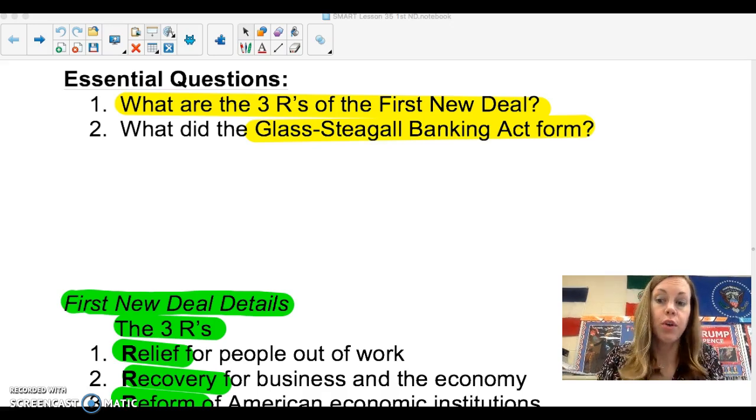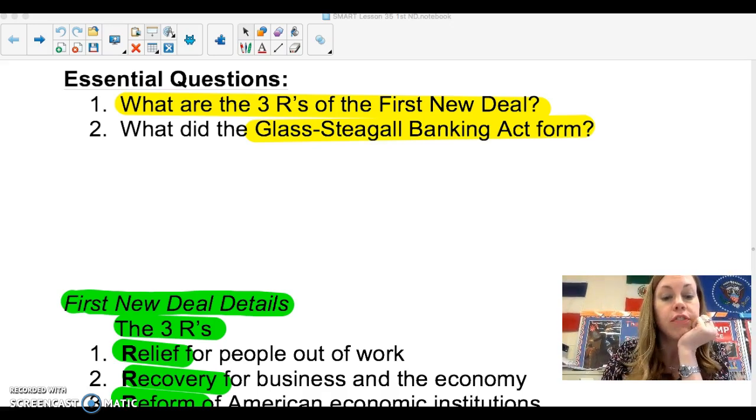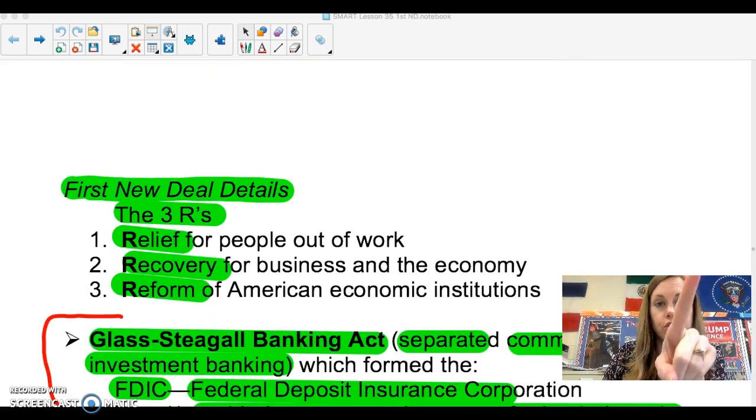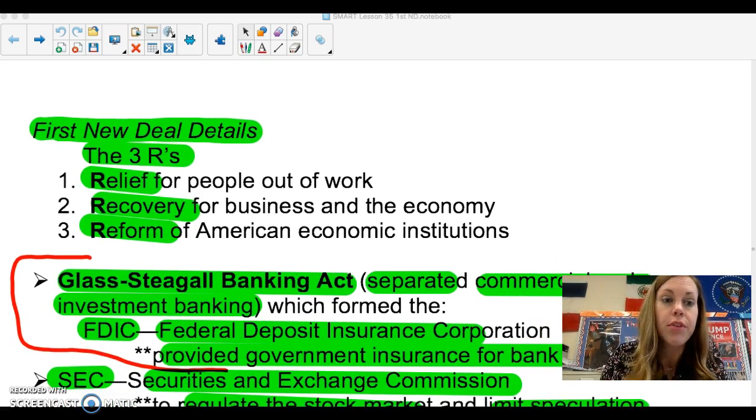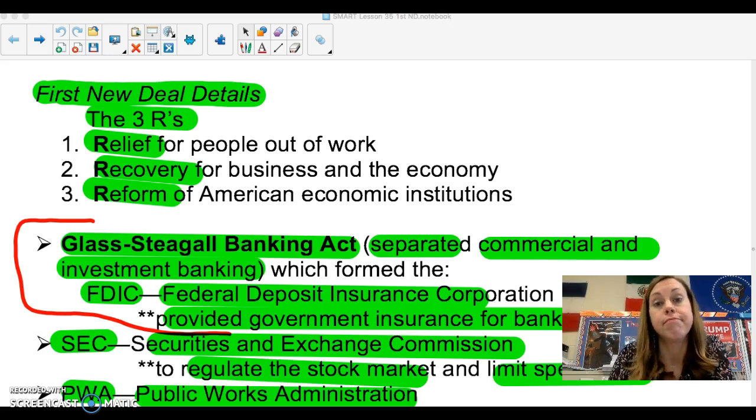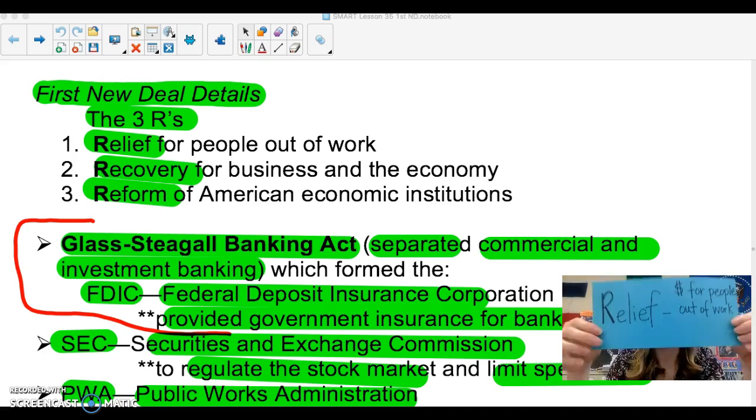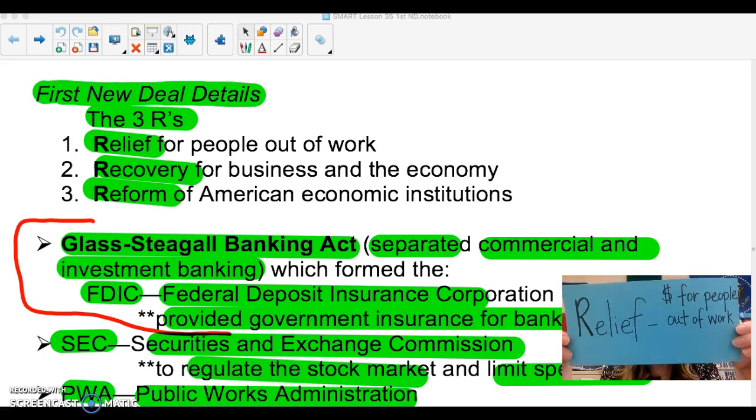Okay, so we're going to start with the first New Deal first, because in fact there are 2 New Deal programs. So the first New Deal comes first, and it has 3 R's: relief, recovery, and reform. So you need to know what relief is, and I have a little poster to show you. Relief is money for people out of work.